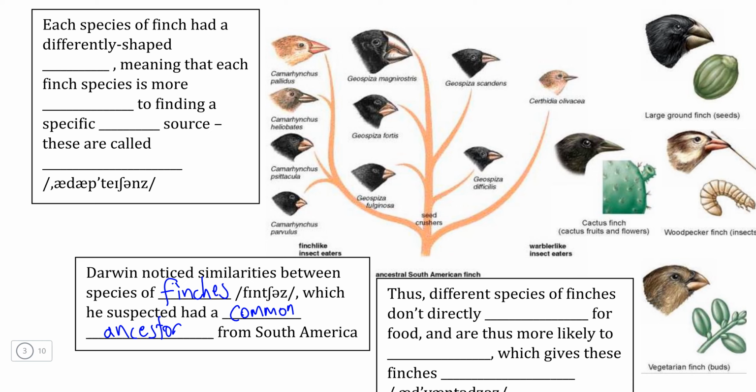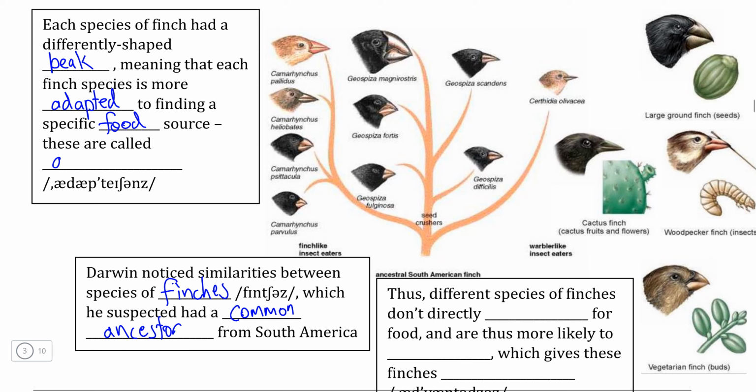Now, what Darwin observed is that even though it was fairly obvious that these finches, long, long ago, many generations ago, were originally the same population, hundreds, if not thousands of years of competing with each other led to the formation of many different species. The most notable physical difference between all of them is that each species of finch had a differently shaped beak, meaning that each species of finch is better or worse adapted towards being able to find a specific food source.